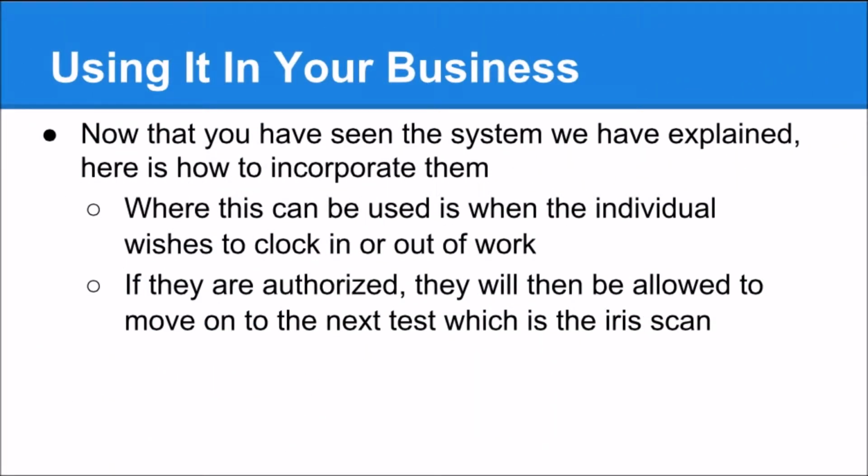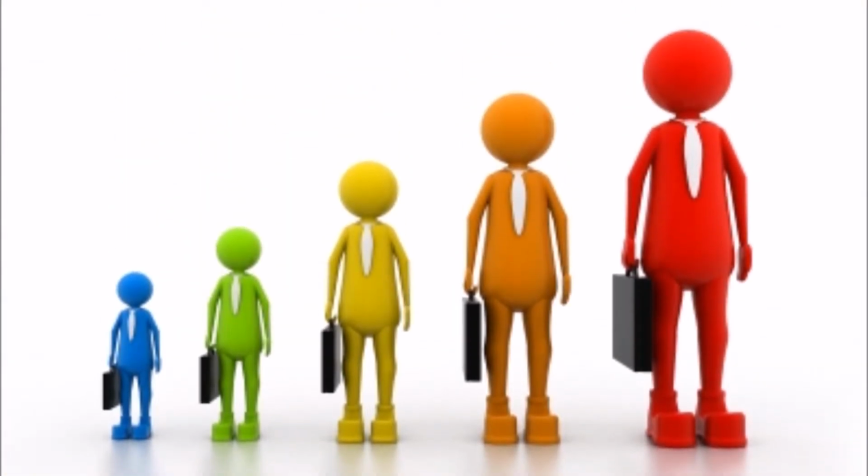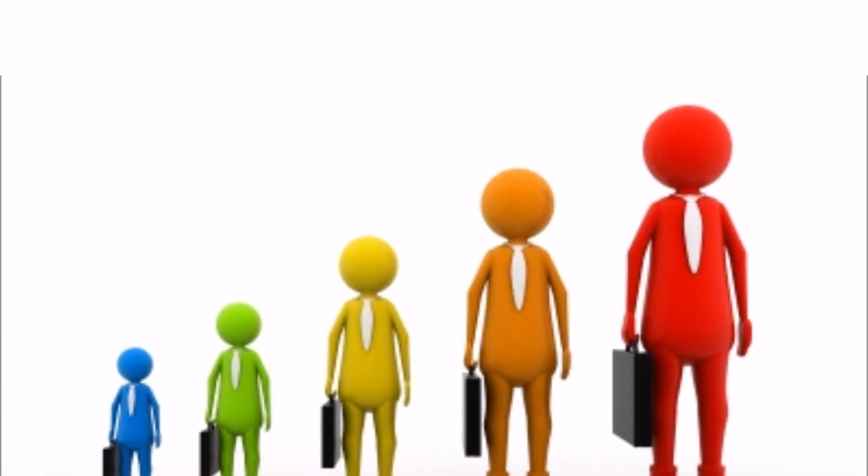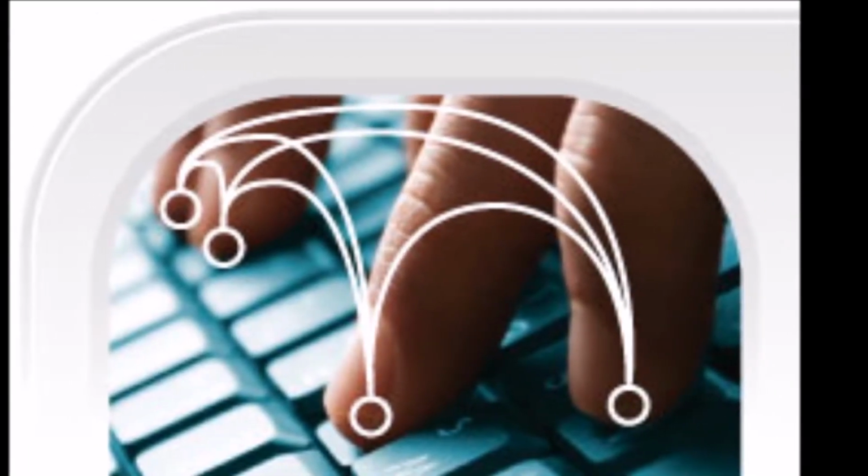Now that we have explained how keystroke dynamics works, we will explain how it can be used in your business. A situation in which keystroke dynamics can be used is when an individual is clocking in or out of work, but the company wants to be sure it's truly the individual who is doing this. The individual will have to know their specific passcodes, which must then match up with their keystroke dynamics in order for them to have access to the next checkpoint, which is the iris scan.